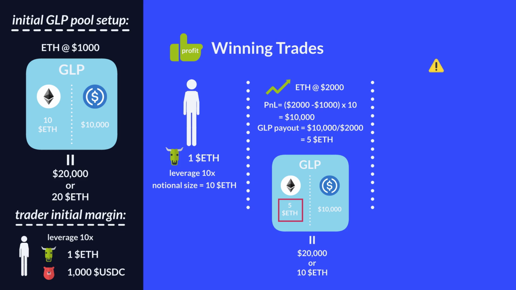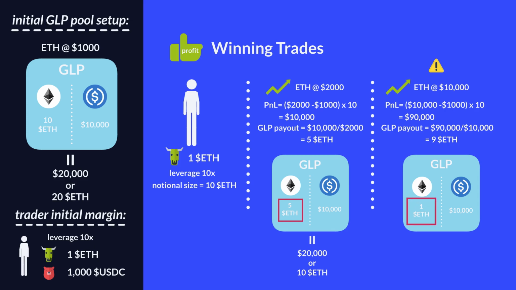Now let's consider a more extreme example where the price of ETH jumps to $10,000. In this case, the trader's profit and loss would be $10,000 minus the opening price of $1,000, times 10x leverage, which is $90,000. And the GLP pool would pay out $90,000 divided by ETH at $10,000, which is 9 ETH, to the trader. After the payout, the GLP pool would have only 1 ETH left and 10K in USDC, which still amounts to a total of $20,000 in USD value, but with far less ETH.